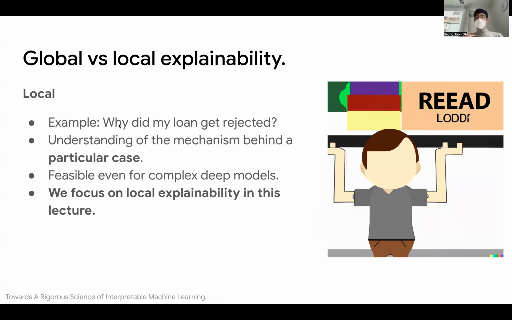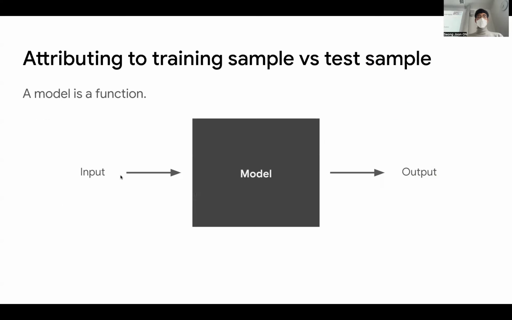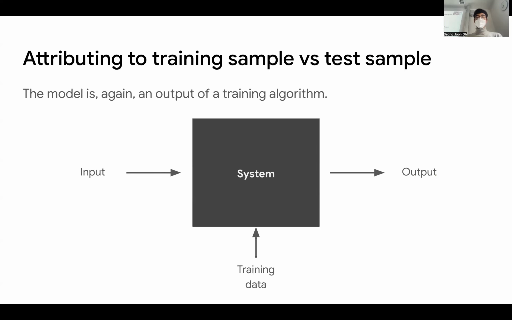For example, why did my loan get rejected, right? And this kind of explanation is feasible even for deep networks. Right. And finally, there was a distinction between attribution to a training sample versus attribution to a test sample. Okay, so to tell you how to distinguish the two, we can introduce the view of a model as a function of an input, right? So given input, it gives you output.